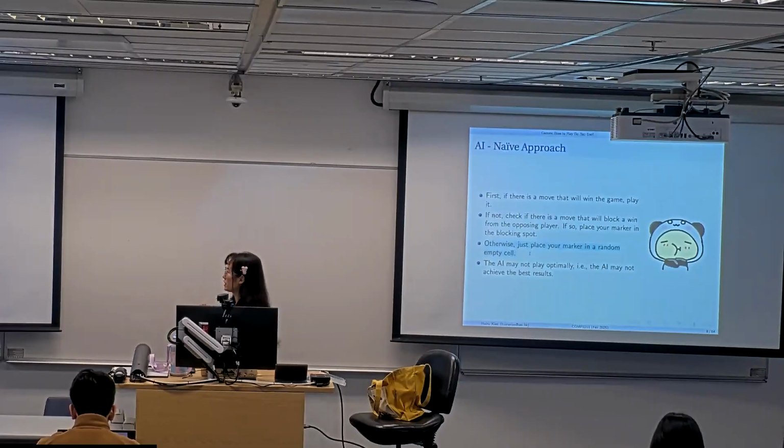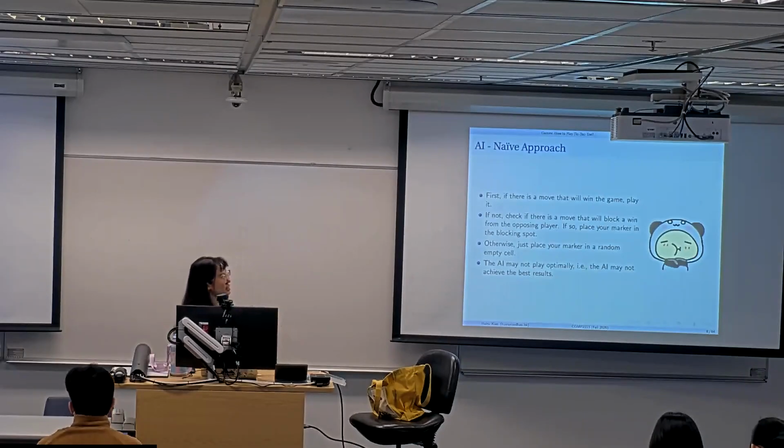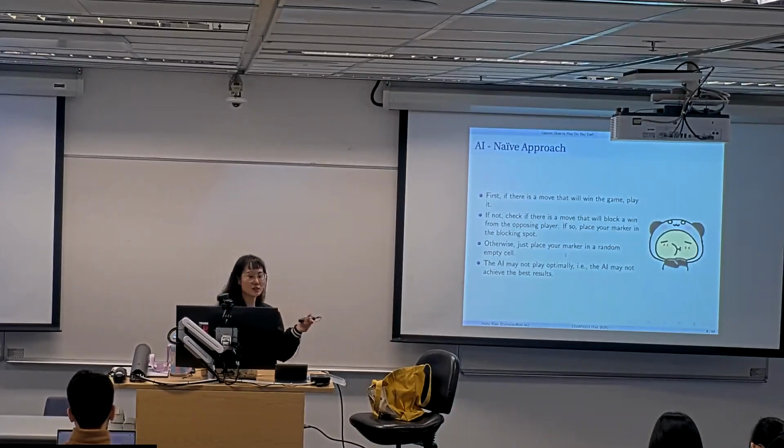That's why we call it a naive AI. Basically, the AI can only play if there is a direct win or a direct block of the other's win. But in other cases, the AI does not know how to play. So know that if the AI just runs this naive approach, then the AI may not play optimally. Actually, it's not an optimal algorithm. You can just try to simulate by yourself. There are many cases where the AI just can't reach the best results.